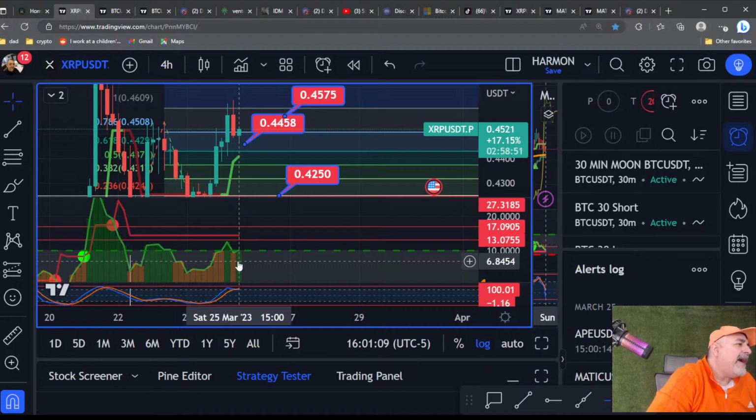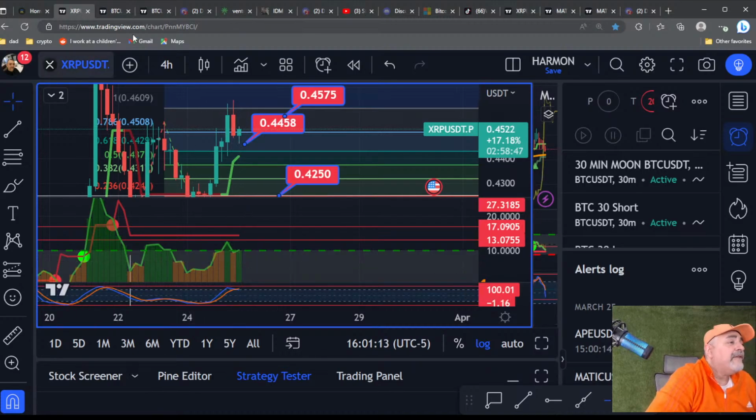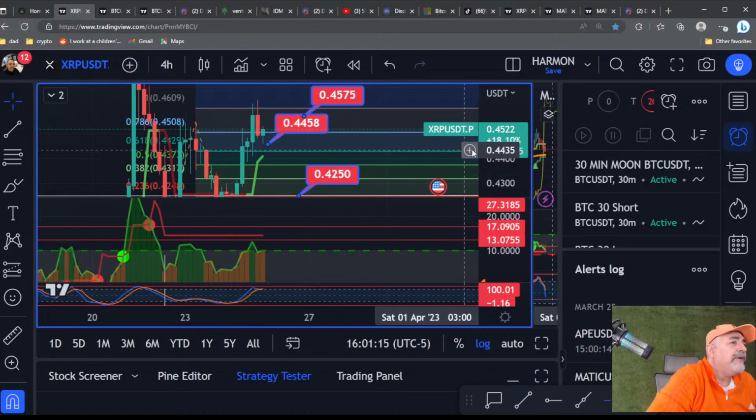Why you don't buy Cardano? Yeah, so this all works on lower time frames, so we're going to go get into that right now.